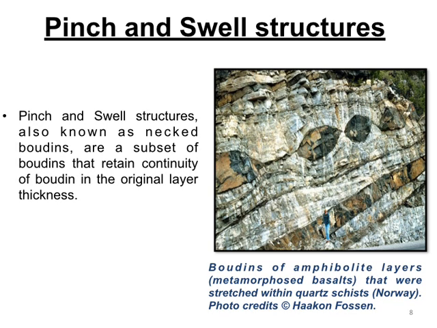Now this slide explains the pinch and swell structures. So pinch and swell structures, also called naked boudins, are a type of boudin where the layer narrows, that is pinches, and thickens, that is swells, but remains continuous. These are transitional forms between an unbroken layer and fully separated boudins. The slide includes a photo of amphibolite layers stretched within quartz schist from Norway.